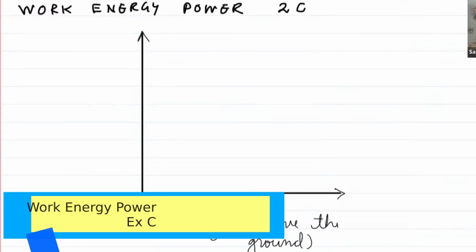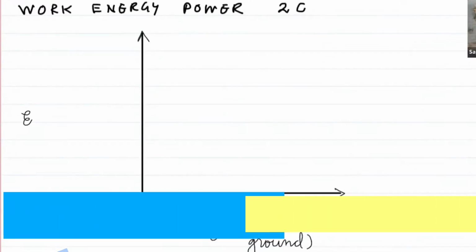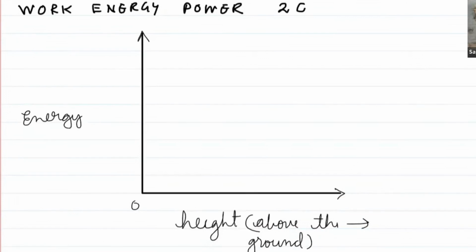This is height above the ground, and this is energy. We know that the maximum value for energy that we found was mgh, and the maximum height was h, so that is over here.